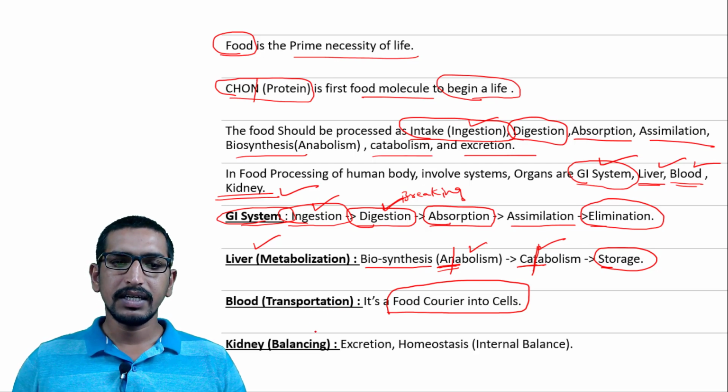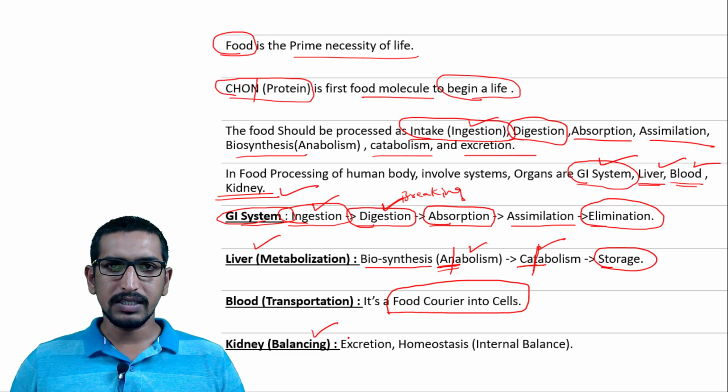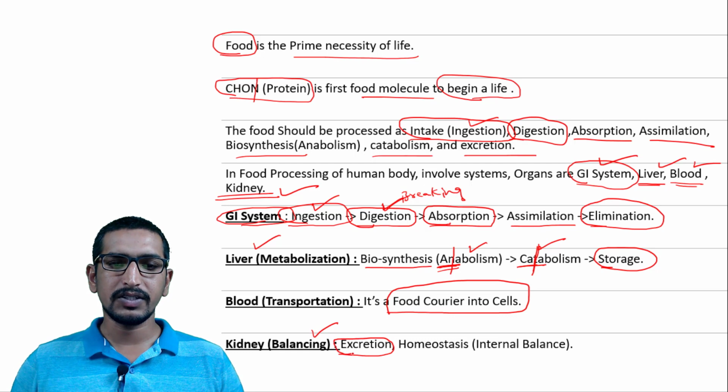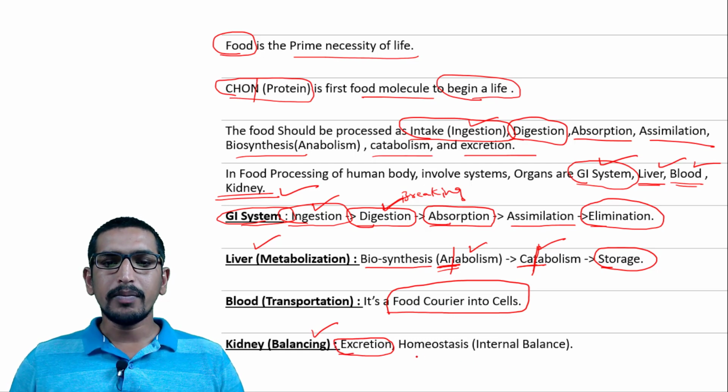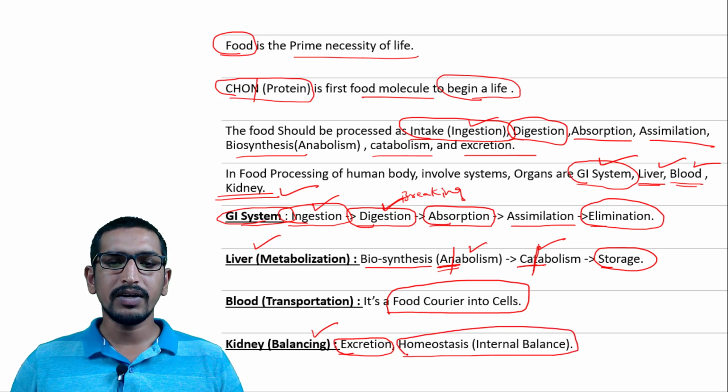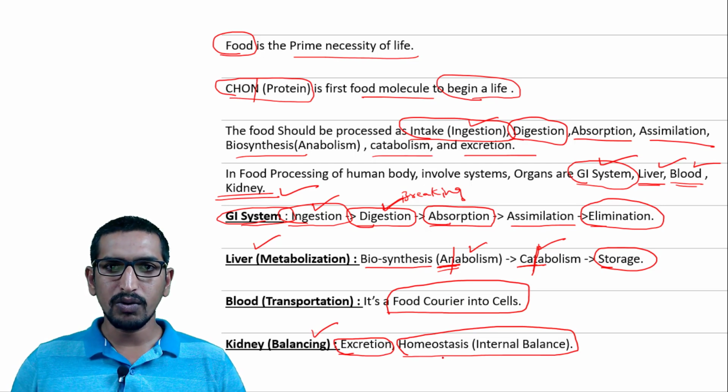The next organ is the kidney. The kidney helps in balancing the electrolytes, especially minerals. The kidney also helps in excretion of the waste released from the food, especially minerals. The balancing of the food and the balancing of the electrolytes within the body is called internal balance, that is homeostasis. In this relation of food and body, the GI system, liver, blood and kidney are the major organs which help in processing food.